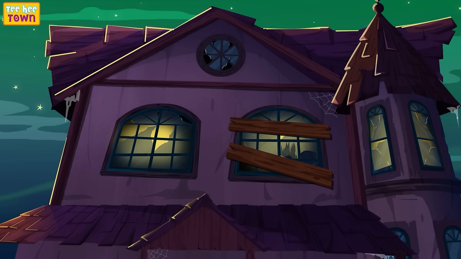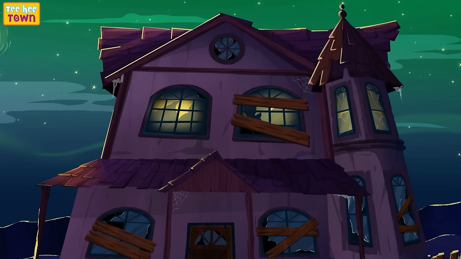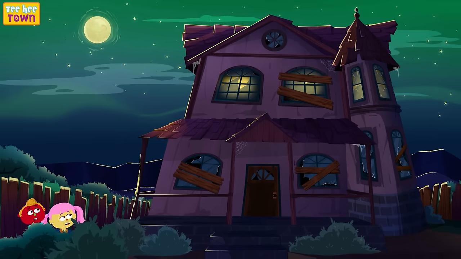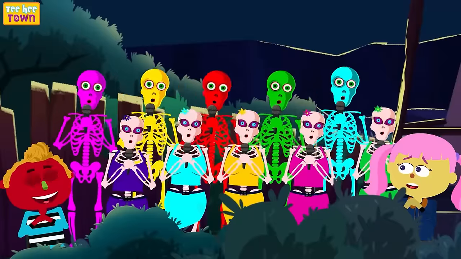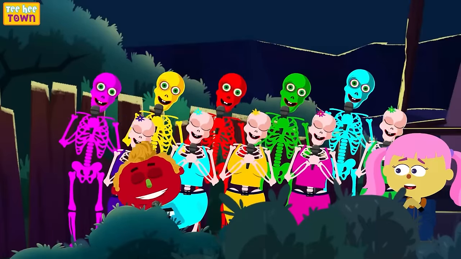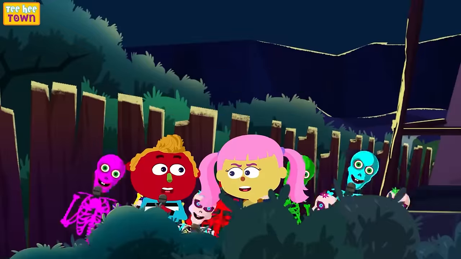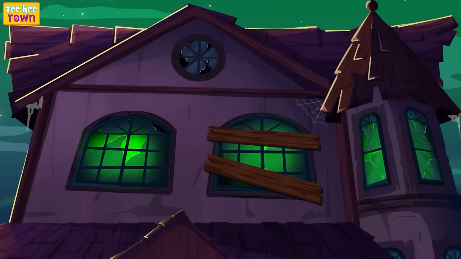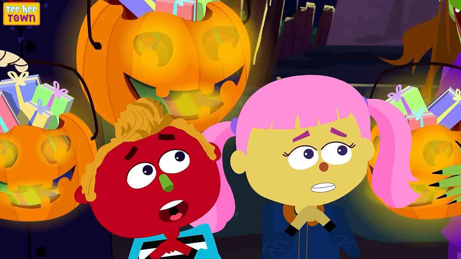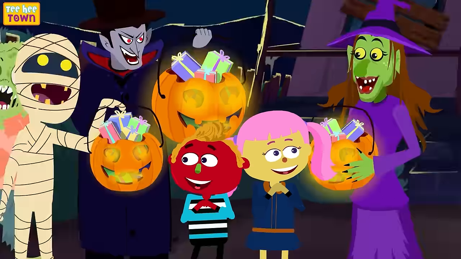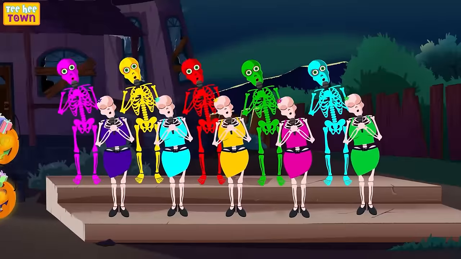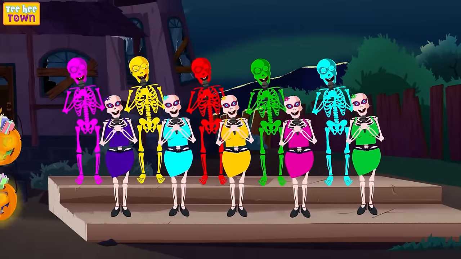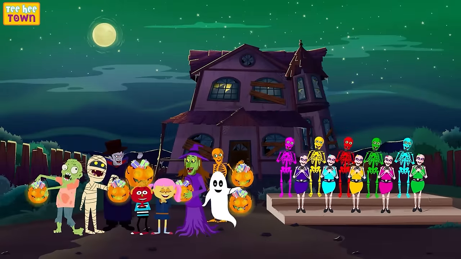It doesn't matter who's there. Don't look at the window. Who's at the window? But Minnie, tell me. Who's at the window? This light, and it's green. What a pleasant fright! It's Halloween! Who's at the window?